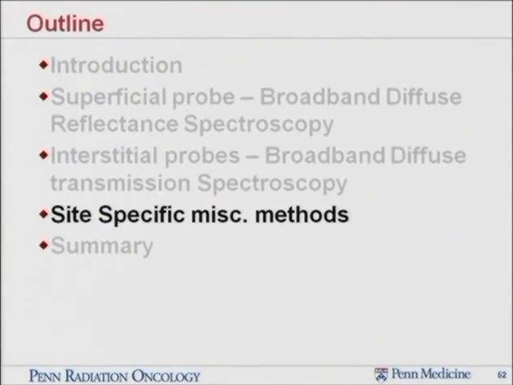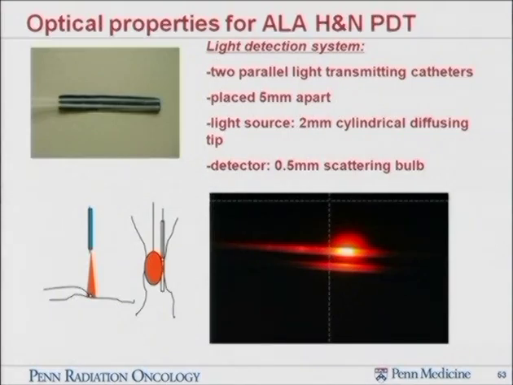Another site-specific method being used is for head and neck, which some of you may be interested in. What we introduce here is 2 parallel catheters. We also do contact probe measurements, wherever you can access, to get the optical properties. But this one is interesting because you can introduce it into areas such as the larynx that you cannot normally access. In the larynx, you can introduce a balloon and enlarge it, so you can make sure there is contact between detector and light source.